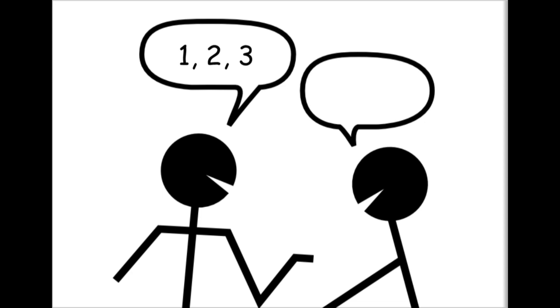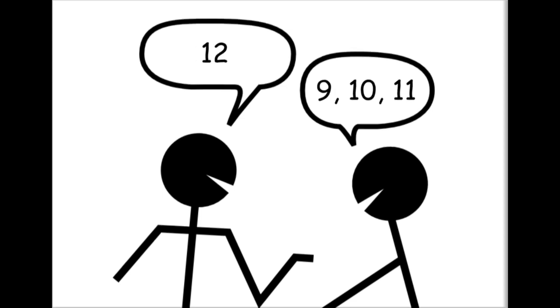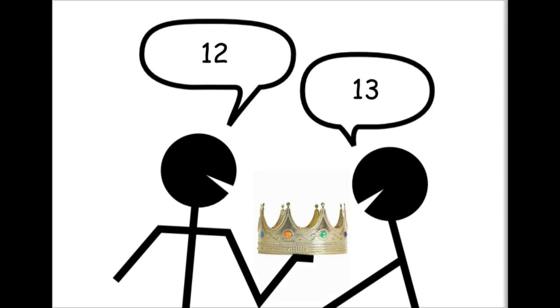For example, in a two-player game, person A might say 1, 2, 3, person B says 4, 5, 6, person A says 7, 8, person B says 9, 10, 11, and person A seals the deal by saying 12, which forces B to say 13, which wins A the game.